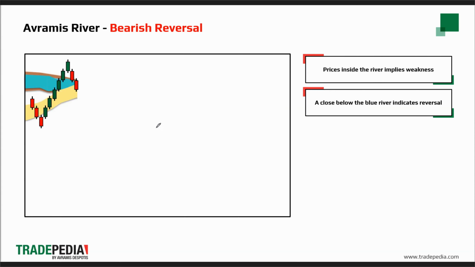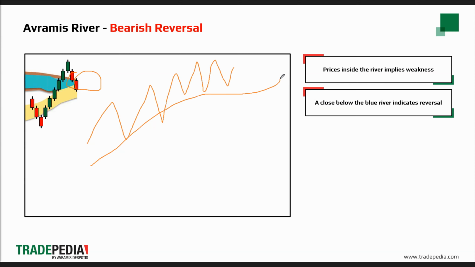So the price inside the river implies there's weakness, as I said earlier. As long as it's inside the river, let's say it's a very strong uptrend, obviously it's going to be like that. This is the river we are talking about here. And let's say if there's some weakness in the price, maybe you reach here, the support is not as strong, then it goes down like this. So it implies that prices have a bit of weakness.